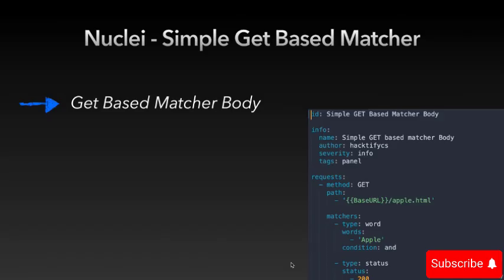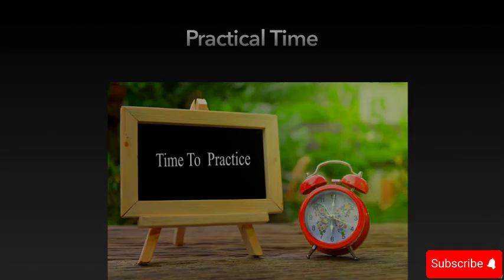Hi. So in this lesson, we are going to understand about simple GET based matcher. Here, we are going to see how you can write your quick template that can match something in the body of your bug bounty program or the target that you're going to send a request on. So as you can see on the screen right now, here's a sample GET based matcher in the body. Let us see practically how we can also do this.